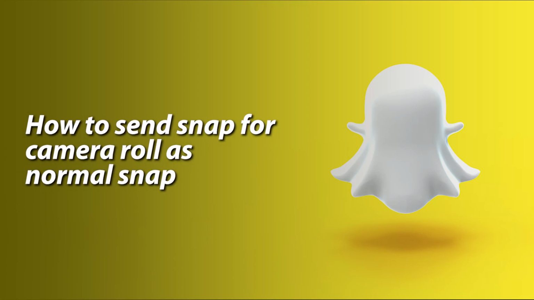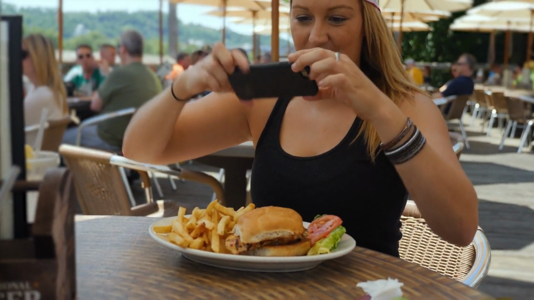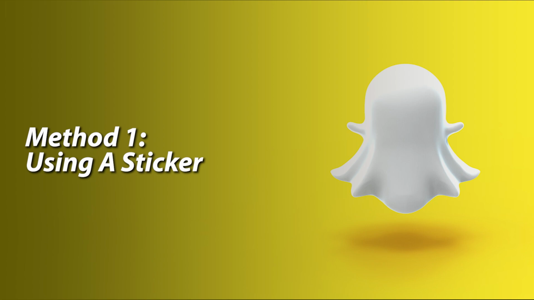How to send a snap from camera roll as a normal snap. There are various ways to send a snap from a camera roll as a normal snap, so watch this video till the end to find out. Method 1. Using a sticker.